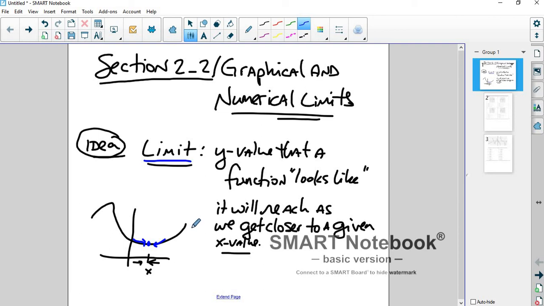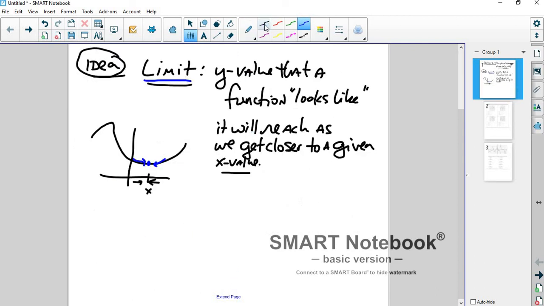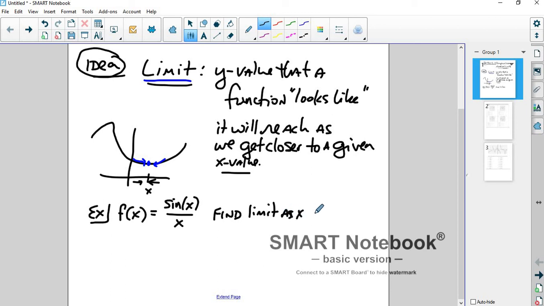And so I want to show you a couple of examples of limits. The first one is going to be numerical. The example here is the function f of x equals the sine of x divided by x. And I want to find the limit, if it exists, limits don't have to exist, as x approaches 0. Okay, the limit of f of x as x approaches 0, because obviously you can't plug in 0 here. If you plug in 0, you get a 0 in the bottom, and that's not okay.